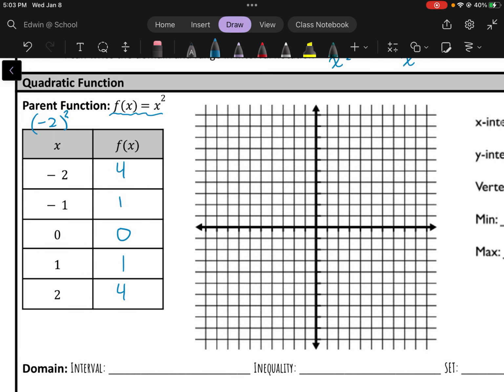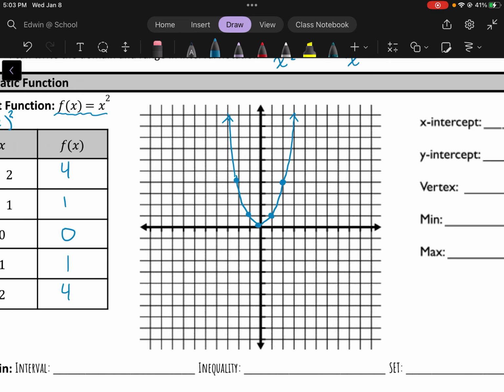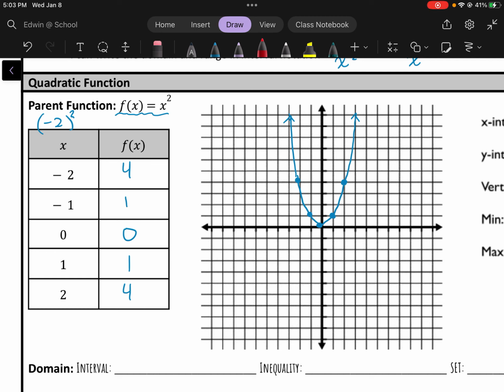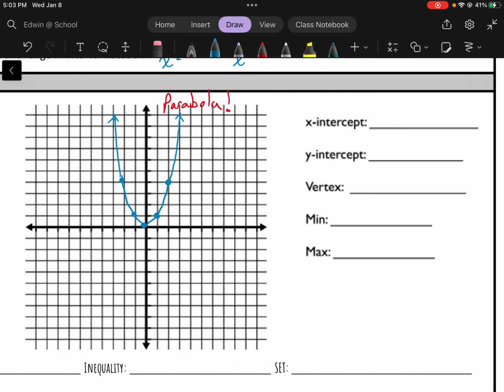And now that we have these points, we have 5 points, meaning we could graph it. So we have -2, 4. We plug that point in, -1, 1, 0, 0, 1, and then 4. We're able to just graph these points as such. So if you guys forget what the name of this is, it's okay, but it's a little U shape called a parabola. Okay, so we have the parabola.